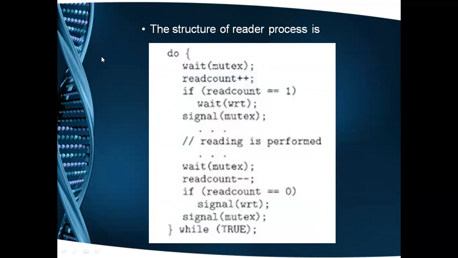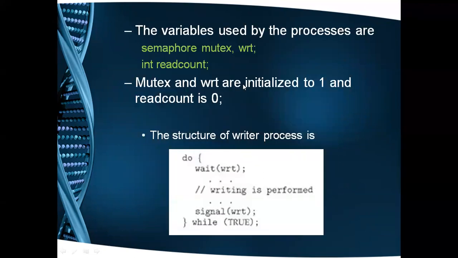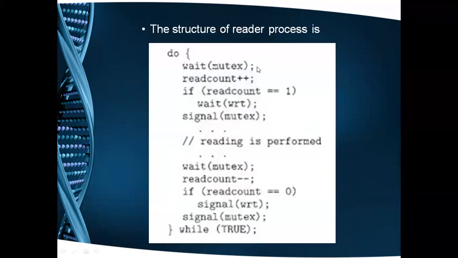Suppose consider R1, the first reader process, which executes this. It's a do while loop. The first statement is wait of mutex. Initially mutex is 1, so R1 can be allowed to enter the next statement, read count plus plus. Now the first process is going to perform a read operation. Initially read count is 0; now it will be 1. If read count is 1, wait of write. Now this condition is true.